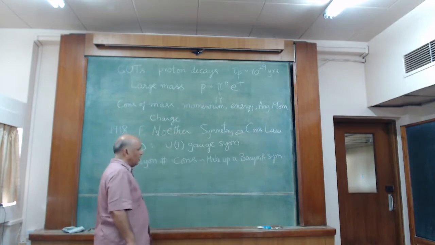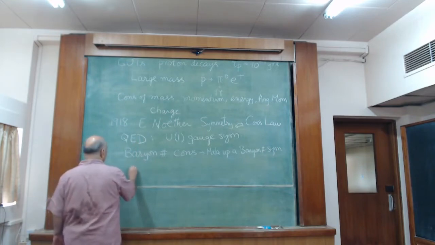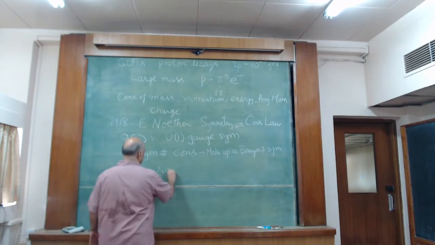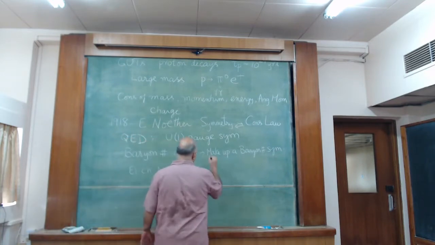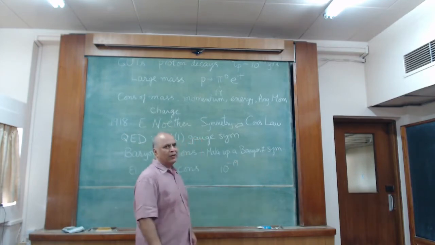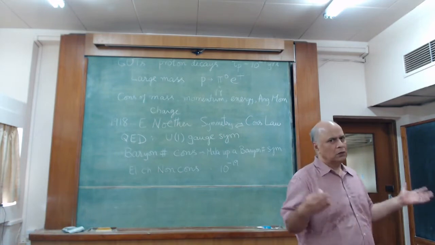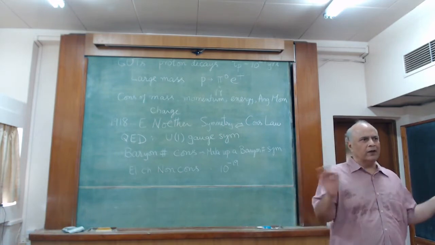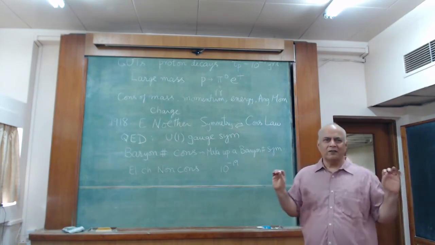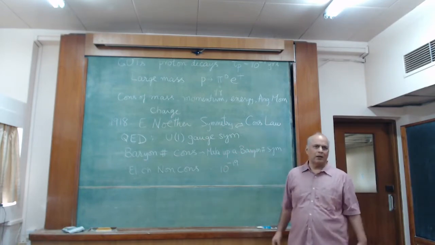So, as far as experiment is concerned, you can have electric charge non-conservation at the level of, I don't remember the exact number, but something like 10 to the minus 19. So in an interaction, if electric charge is not conserved, that non-conservation of electric charge can be about 10 power minus 19 of electron charge.